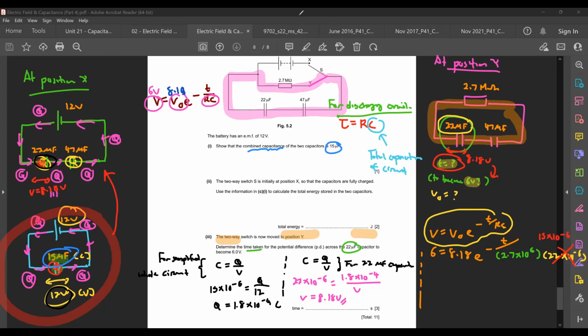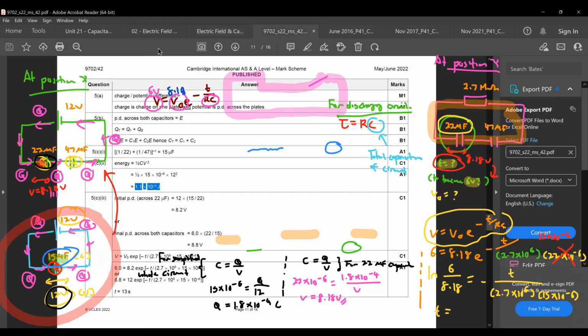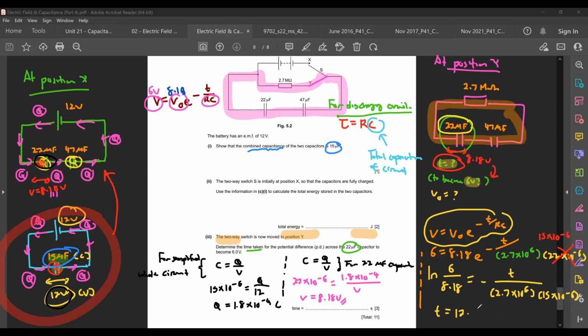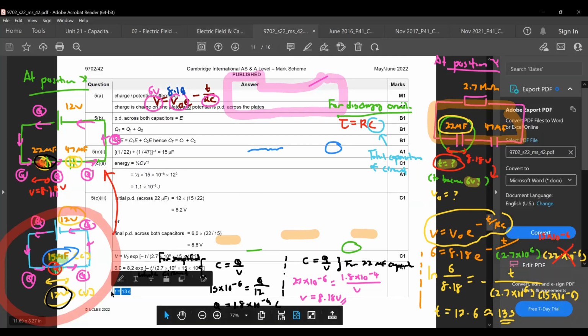So now if you want to simplify your entire working, you should get something like this. This one will be ln 6 over 8.18, then negative t over 2.7 times 10 power 6 times 15 times 10 power minus 6. So eventually your t should be 13 seconds. Or maybe I just calculate it first using the calculator because I'm using some pretty exact values here. So ln of that answer times negative 2.7 times 10 power 6 times 15 times 10 power minus 6. Yeah, I'm getting 12.6 seconds actually. Using my values, I'm getting 12.6 seconds. But if you round it to 2 SF, it's 13 seconds. It's following what your answer is giving. It's 13 seconds. Okay?